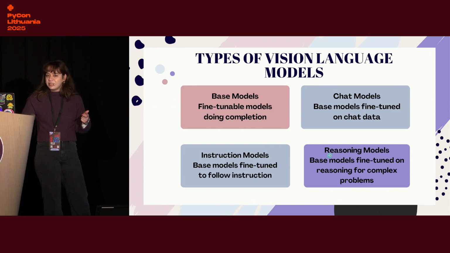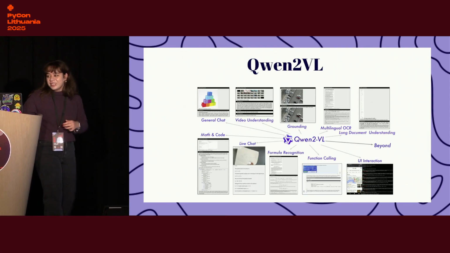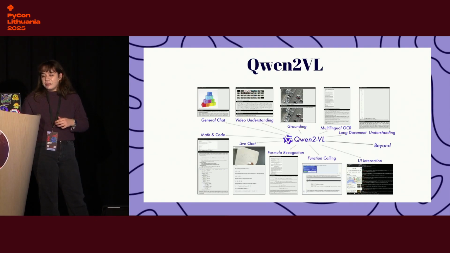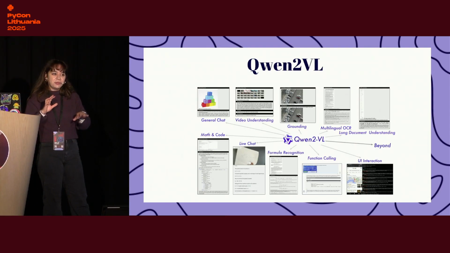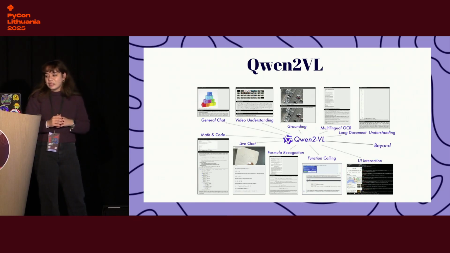And there are reasoning ones, which is huge now. Base models fine-tuned on reasoning for complex problems. And they actually work very well. I am very excited about them. So I'm going to show you a few vision language models that are open source or open that I think are worth looking at. First one is Qwen2VL.